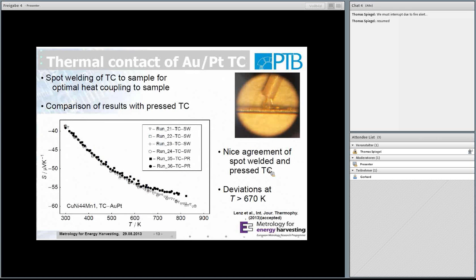Then there's the next question. The thermocouples were pressed from beneath. This means you have a certain amount of uncertainty. How good is the thermal contact? Then it was, the best thermal contact is when everything is made of one piece. This means we simply spot welded the thermocouples against the sample and performed some measurements. And then we took the same sample and pressed the gold platinum thermocouples against the sample. And as you can see here, there is really, really nice agreement.